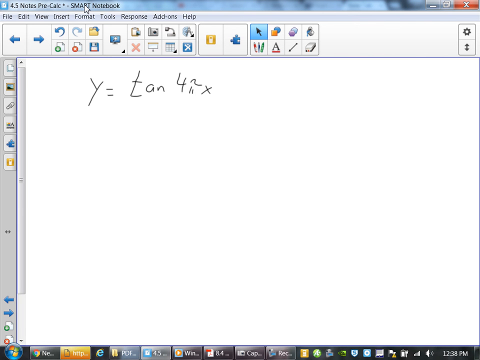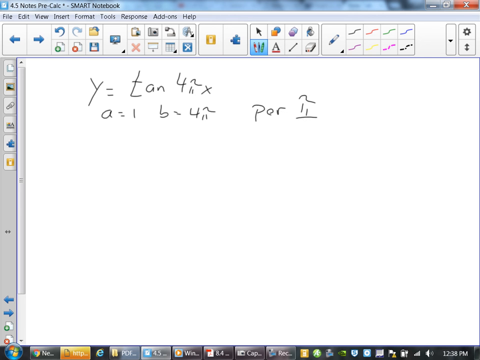Well, let's go through it then. In this one here, you've got A is 1, B is 4 pi. So then that means your period would be pi over 4 pi. Oh my gosh, I was right. So it's pi over 4 pi. I think you wrote down 2 pi, wouldn't it be 2? That's what I was going to say, because I think you had it.